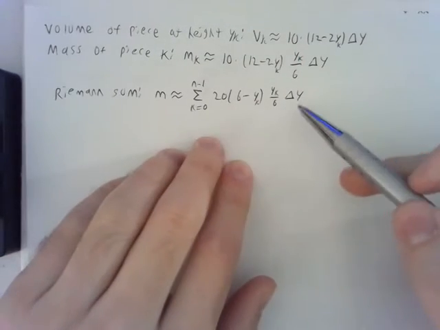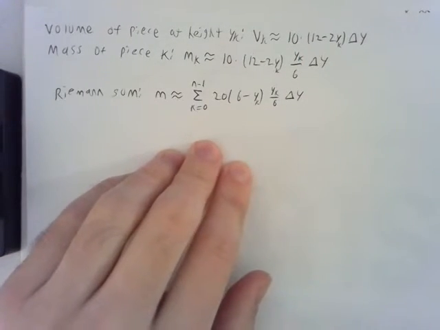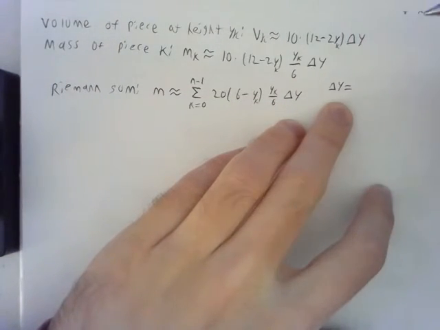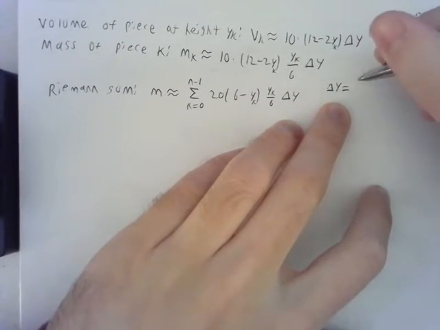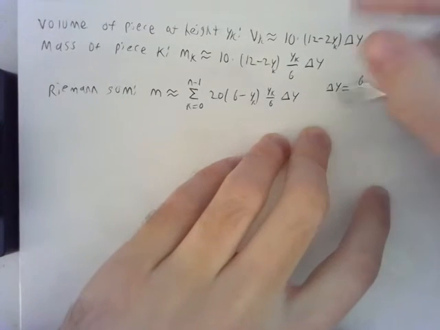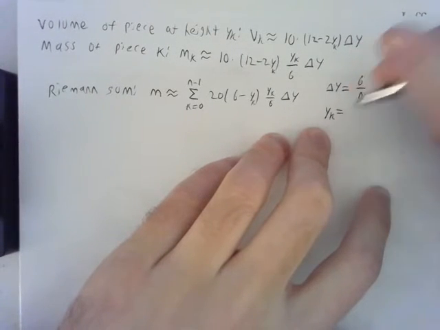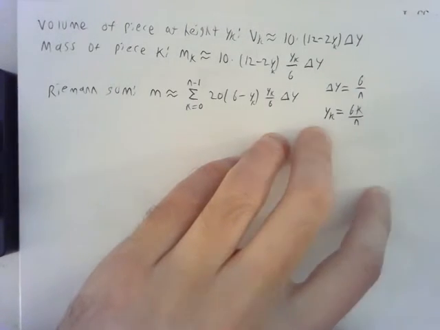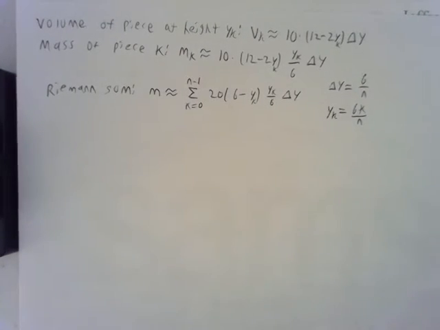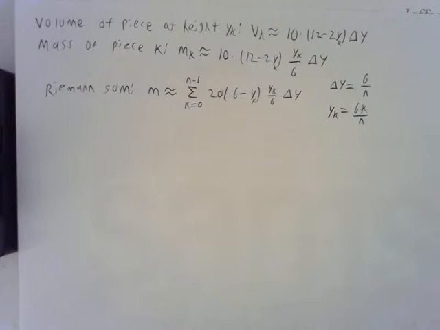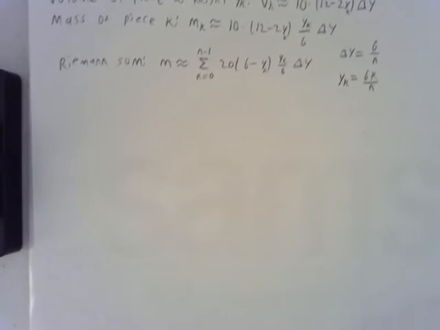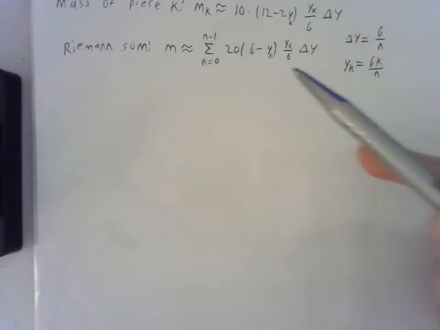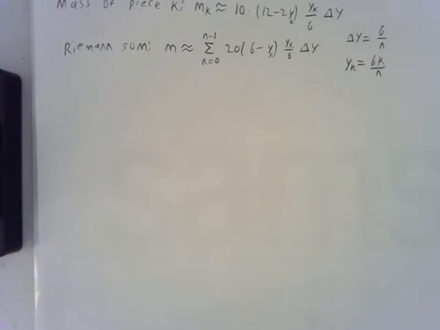And if we're going to throw in delta y's and yk's, we should specify what they are. So delta y is equal to 6 divided by n, and yk is equal to 6k divided by n. This is just from the standard definition of delta y and yk for your Riemann sums. So this would be our Riemann sum to estimate the total mass.